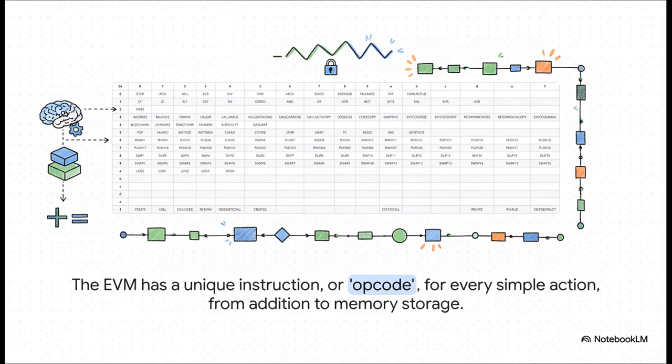Now push 1 and add are just 2 examples. The EVM has a whole dictionary of these simple commands, called opcodes. As you can see, there's a unique instruction for every basic action, from multiplication to checking the current block's timestamp. Every single smart contract, no matter how complex, gets compiled down into this fundamental machine language.